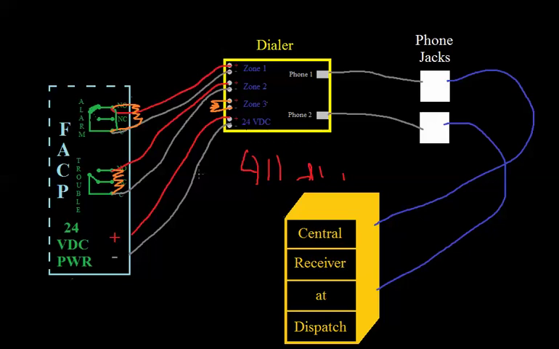There's a lot of other types of digital dialers. There's other ways that they send alarms from a building to the dispatch center. We'll cover all of them, but we'll cover this in more depth in the future. But this was just a basic idea of how a digital dialer would send an alarm to a fire department.